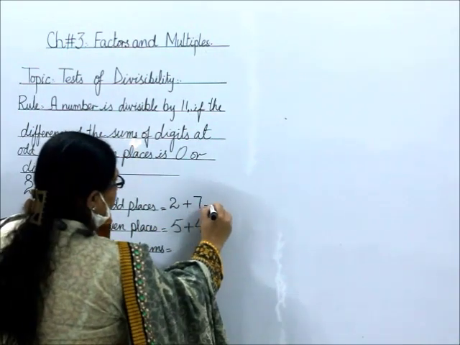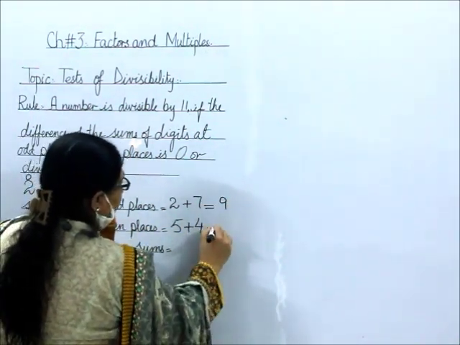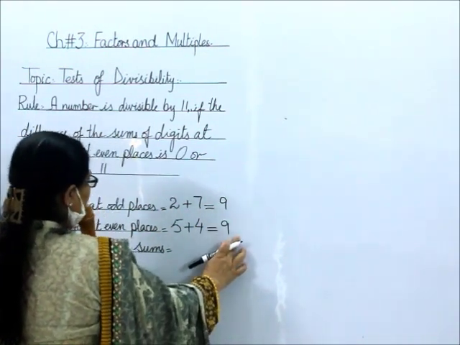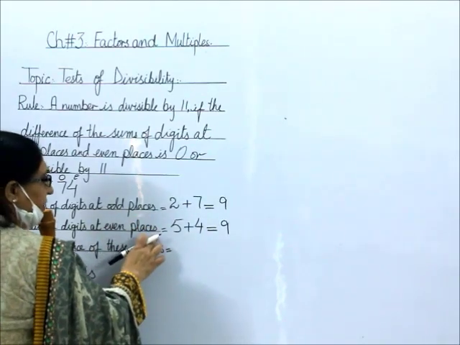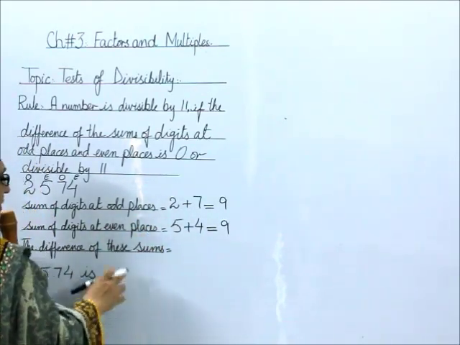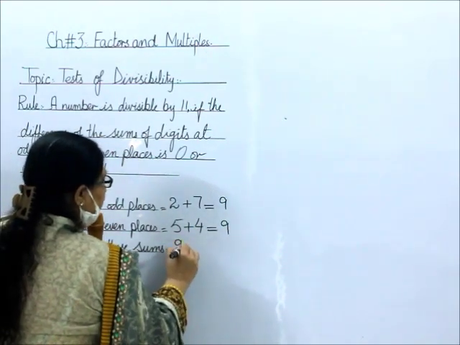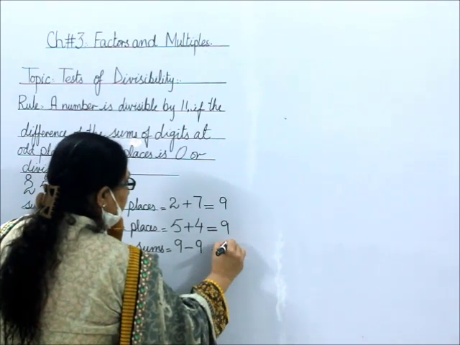Now 2 plus 7 is equals to 9. 5 plus 4 is equals to 9. These two are the sums of the digits which are at the odd places and which are at the even places. Now we have to take the difference of these two sums. Means we will subtract these. 9 minus 9 is equal to 0.